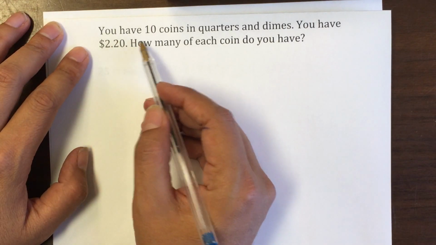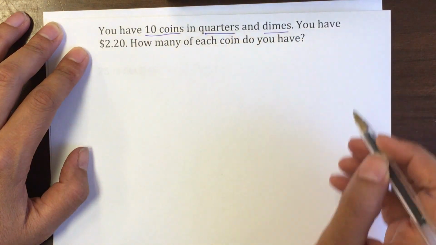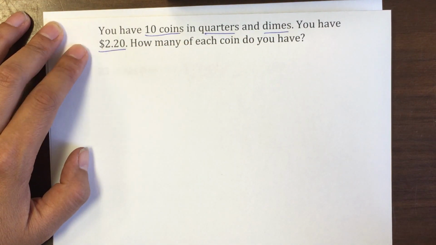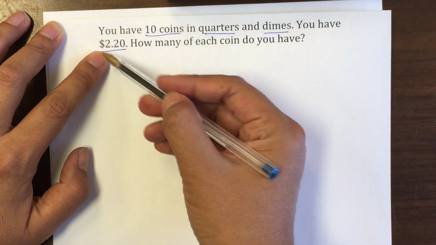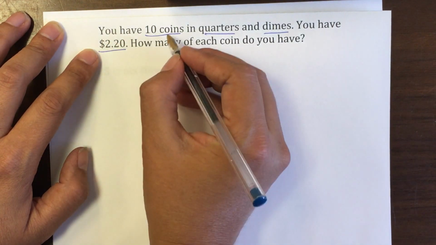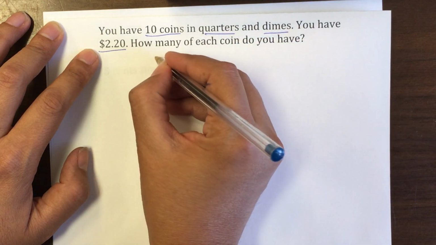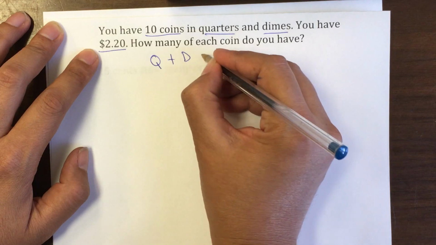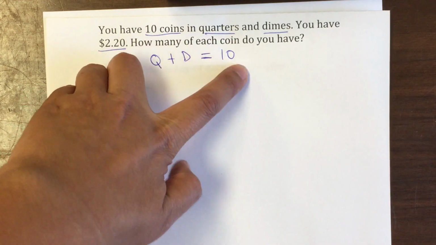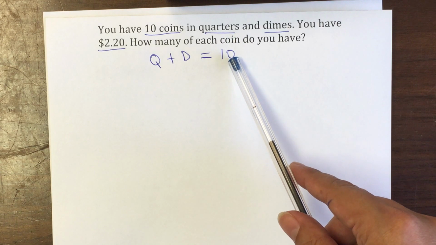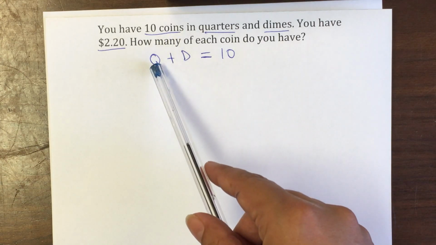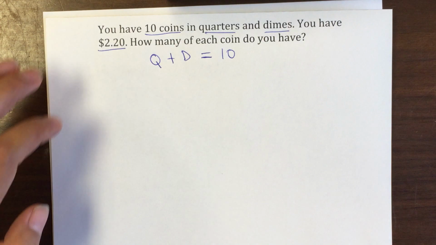Okay, so it says you have 10 coins in quarters and dimes. You have $2.20. And I don't know if you recall, but instead of working with dollars and cents, we're just going to talk about cents all together. So my quarters plus my dimes are a total of 10 coins. Some people get confused with C and they want to put 10C. Don't. It just means that I have a total of 10 quarters and dimes together. So my quarters plus my dimes equals a total of 10.